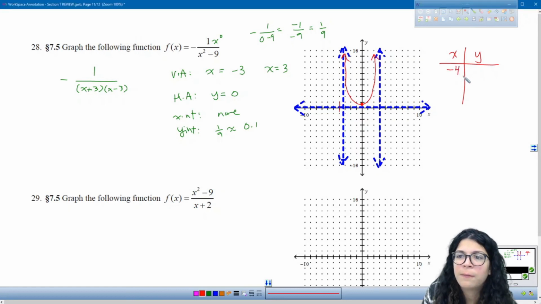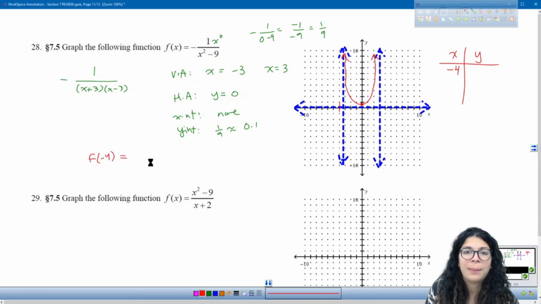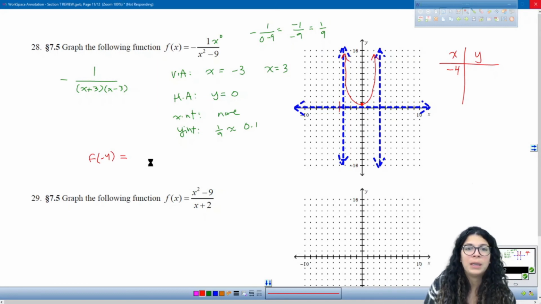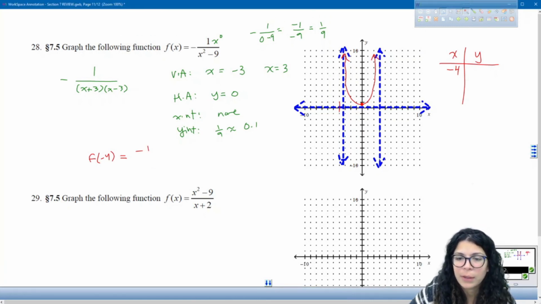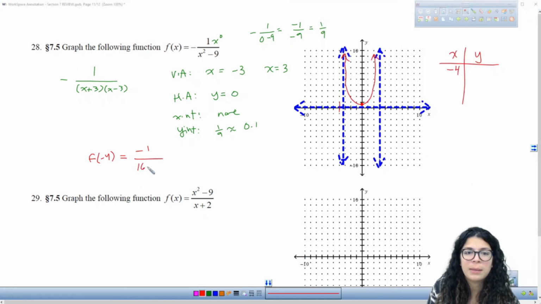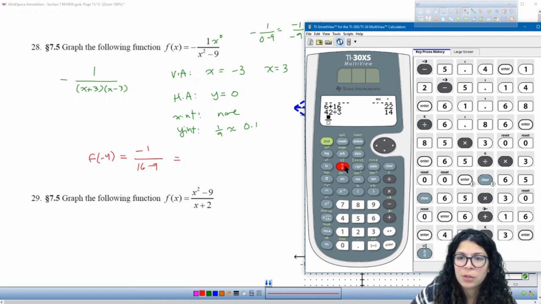So I'm going to plug in -4 into my function. So what is f of -4? That will be -1 divided by (-4) squared minus 9. Now (-4) squared is 16, so that'll be 16 minus 9. Let me bring up a calculator here. -1 over 16 minus 9. So I could actually just type it all into the calculator, -1 over 16 minus 9.